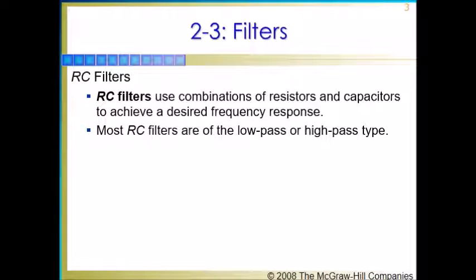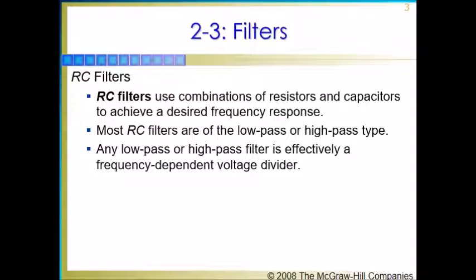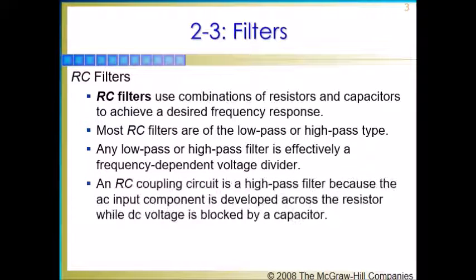Most RC filters are the low-pass or high-pass type. Any low-pass or high-pass filter is effectively a frequency-dependent voltage divider. RC circuits can be used to filter a signal by blocking certain frequencies and passing others. An RC coupling circuit is a high-pass filter because the AC input component is developed across the resistor while DC voltage is blocked by a capacitor.